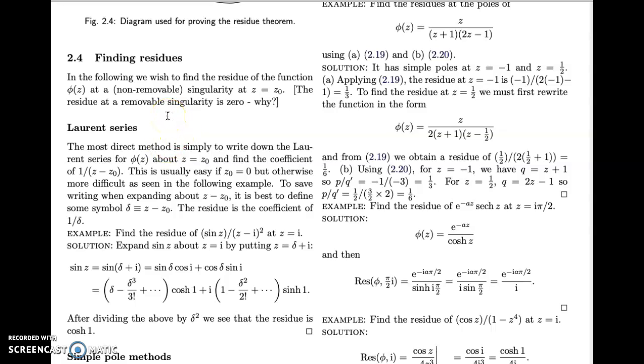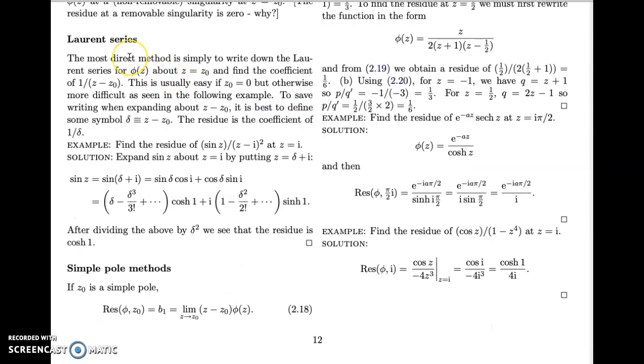In all of the following, we're going to be considering finding the residue of a function phi(z) at a non-removable singularity. Remember, a removable singularity we defined as one where it's not really a singularity, in the sense that the limit exists as z tends to z0 and is finite. We're always going to say the singularity is at z equals z0.